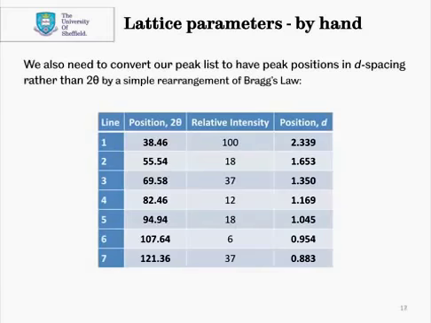We also need to convert our peak positions from 2 theta into d-spacing. This is done by a simple rearrangement of Bragg's law. Again, in the spreadsheet that I'll attach with this, you can see how I've done that in Excel. So our peak at 38.46 degrees 2 theta has a d-spacing of 2.339 angstroms, and so on. So we've got a list now of our peak positions in d-spacing.